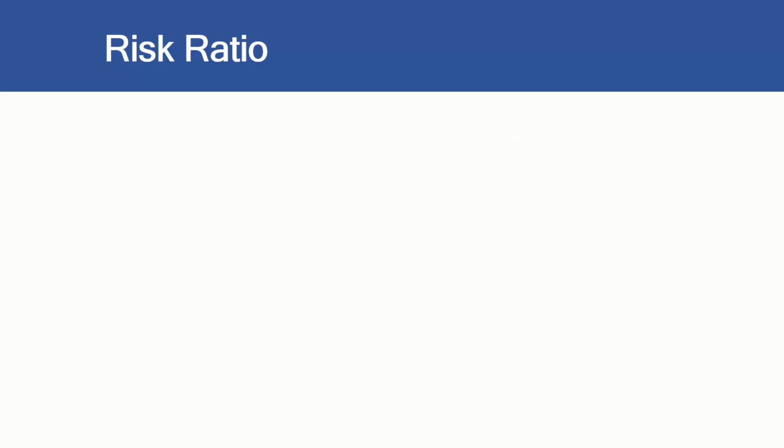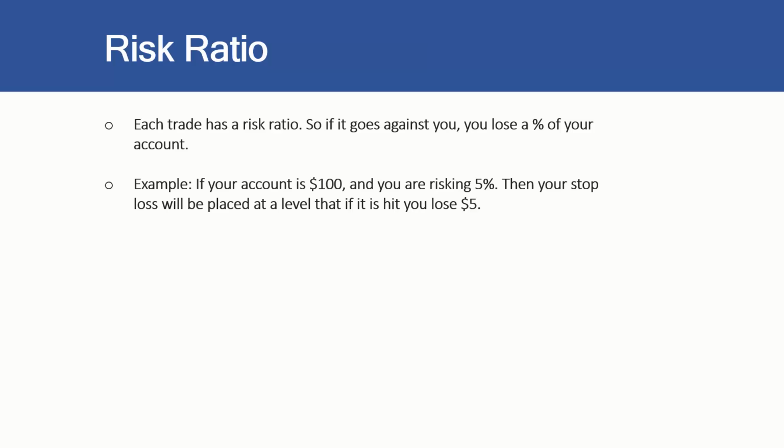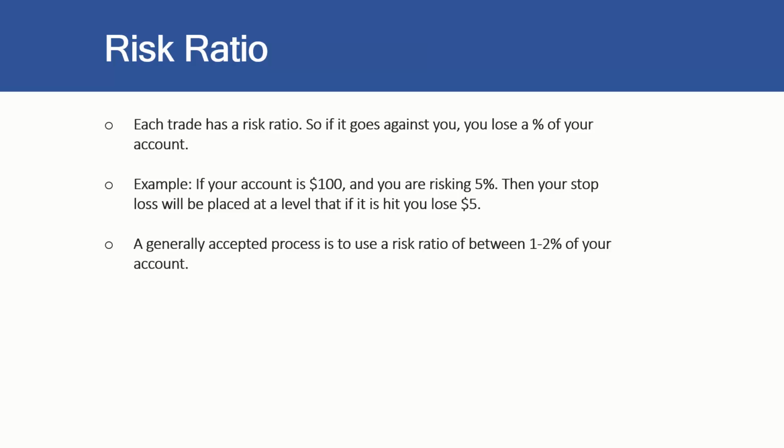It's your risk ratio. When it comes to Forex trading, each position you enter represents a risk to your account balance. So if it goes against you, you lose a certain percentage of your account. For example, if your account is $100 and you are risking 5%, then your stop loss will be placed at a level that if it is hit, you lose $5. A generally acceptable process is to use a risk ratio of between 1 to 2% of your account.